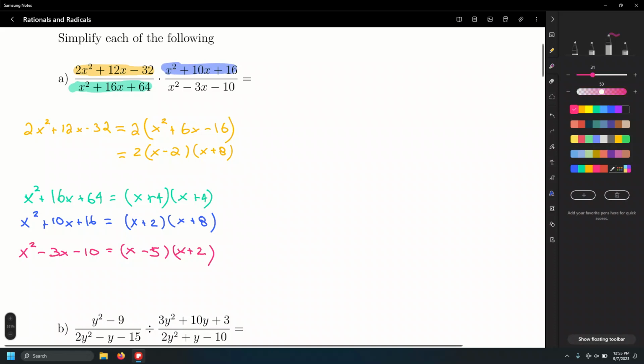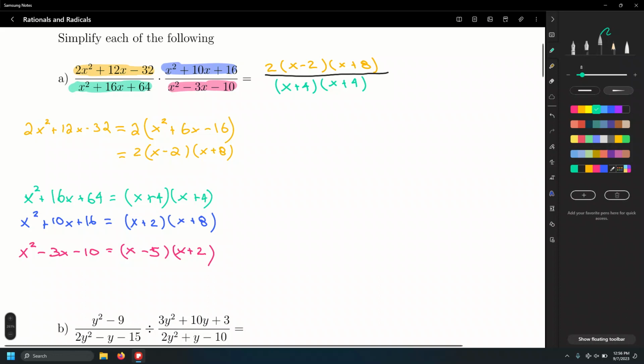And lastly, let me highlight this with red so you can relate with what we did here as well. So let's just write down our results. Okay, we use the same colors. All right. Okay, so I will replace this 2x squared plus 12x minus 32 with the result in factor form, that is 2 times the quantity x minus 2 times x plus 8. And I'm going to divide this by the quantity in green, that is x plus 4 times itself, x plus 4.